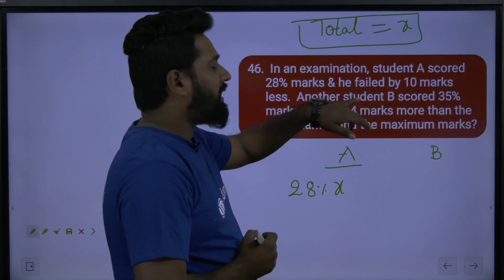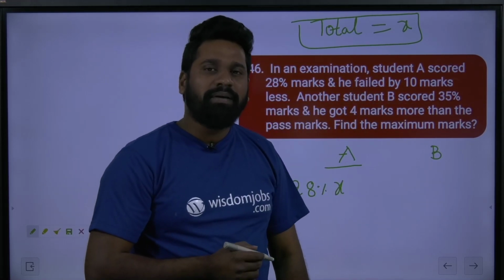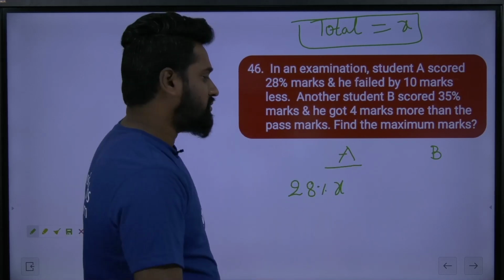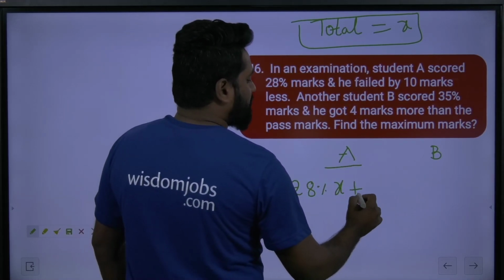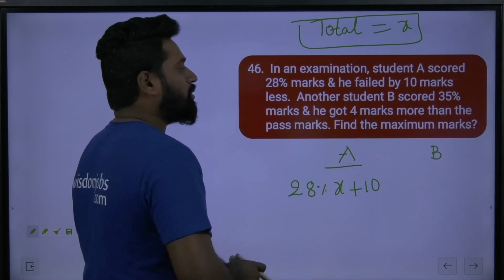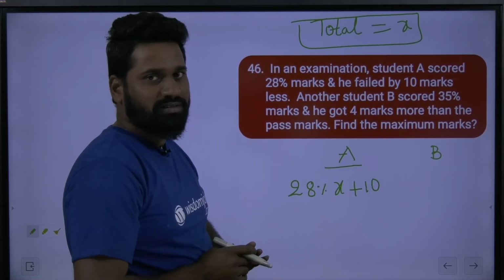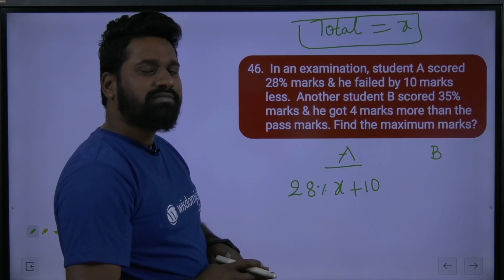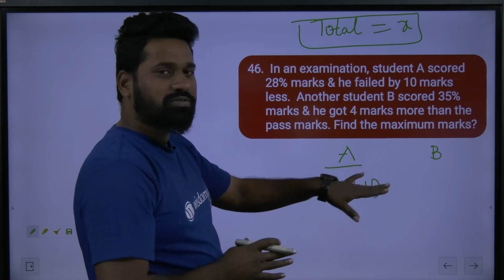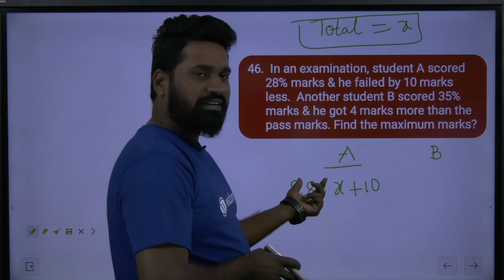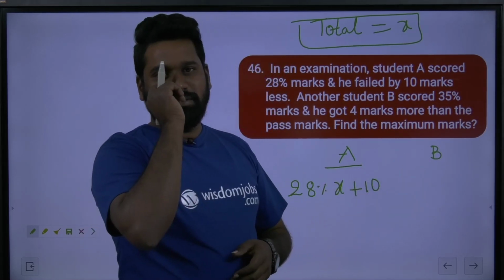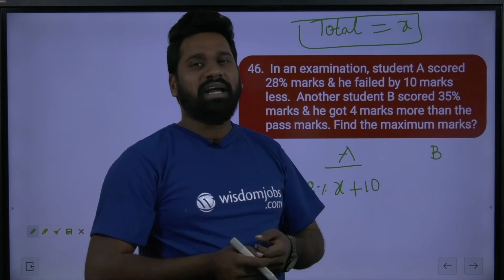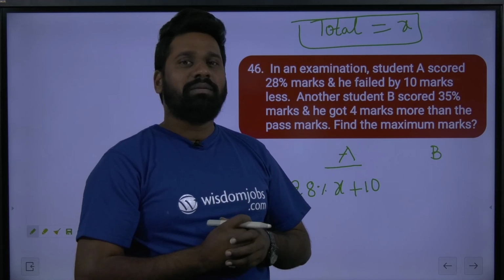And he failed by 10 marks less. That means if we add the 10 marks, then he will become pass. So I am adding plus 10. This is about A. Now he is passed. Because both are writing the same exam, the pass marks of the examination is same for those two students. Suppose pass marks is 200, and B also gets 200 marks, then he will also pass.